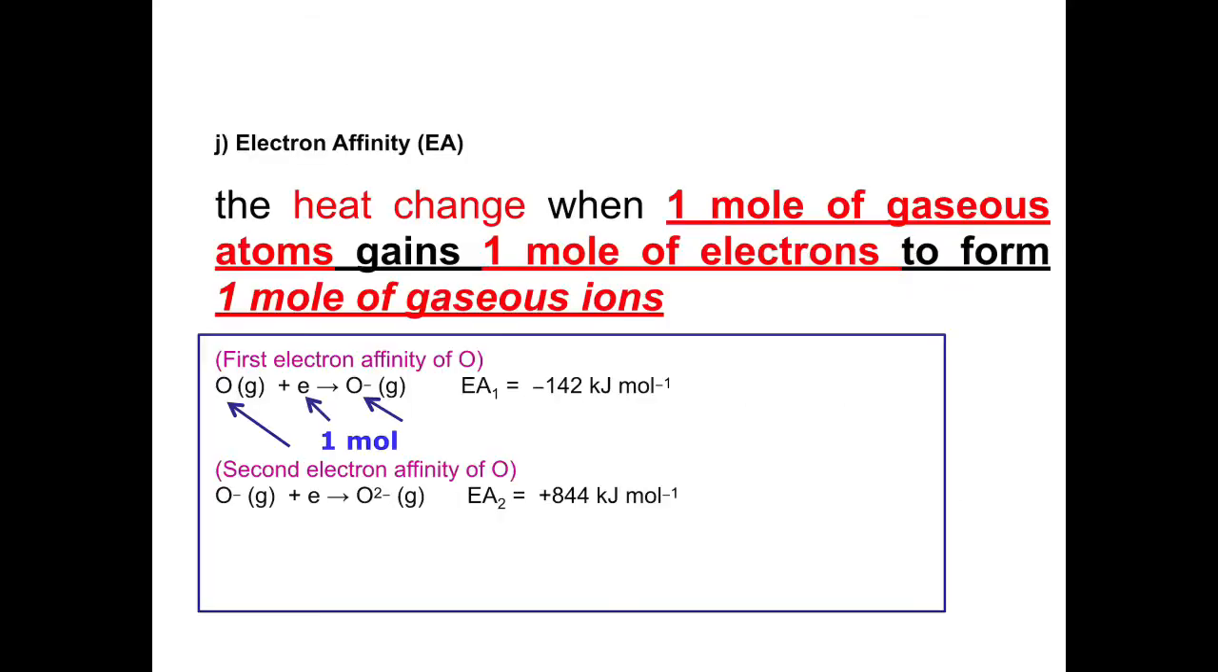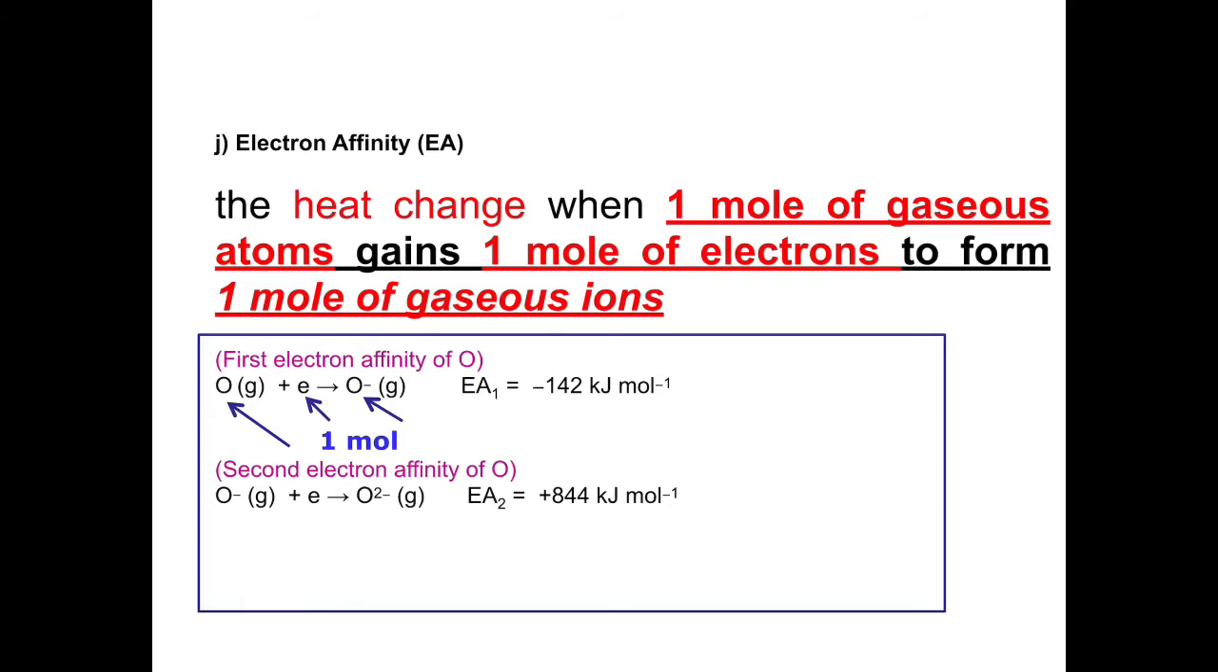Electron affinity is defined as the heat change when 1 mole of gaseous atoms gains 1 mole of electrons to form 1 mole of gaseous ions. This means that the reactant is 1 mole of atoms in gas phase plus 1 mole of electrons to produce 1 mole of ions in gaseous state.